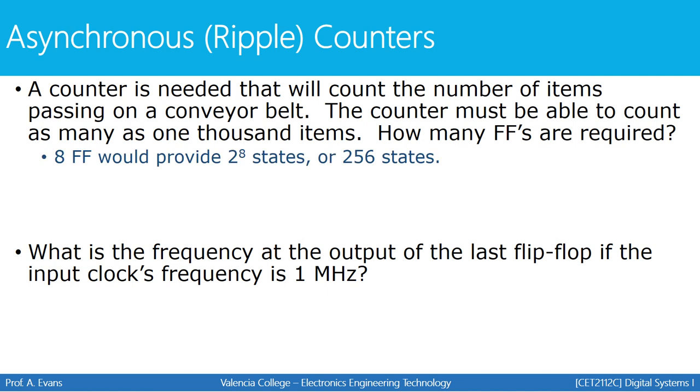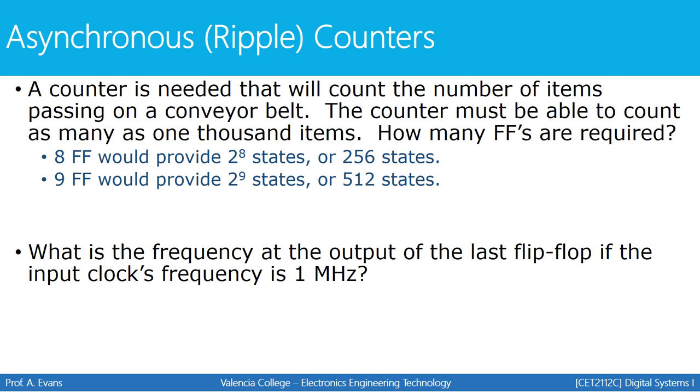If you have 8 flip-flops, that will provide 2 to the 8 states, or 256 states. That would be considered a mod 256 counter. A mod 256 counter can only count from 0 to 255. That's not enough flip-flops. So 9 flip-flops would have 2 to the 9th states, or 512 states. A counter with 512 states can start counting at 0 and go all the way up to 511. Remember, 0 counts as a state, so we're not counting up to 512, we're counting up from 0 to 511.